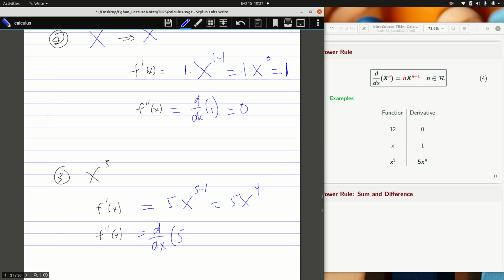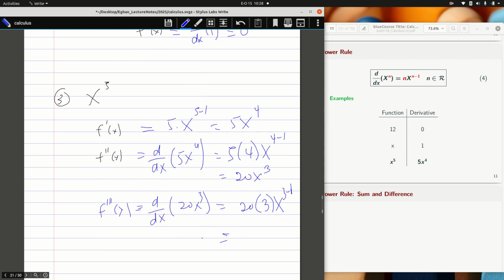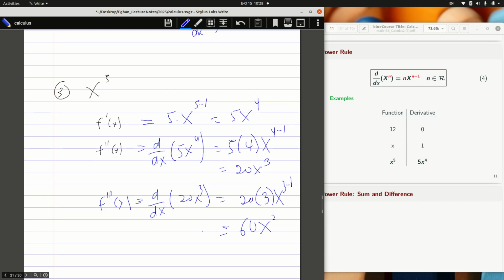Differentiating the second time gives me 5 times 4 x to the power 4 minus 1. And what do I get for that? 20x to the power 3. If I want to find the third derivative, it's as if I'm differentiating the resulting function, 20x cubed, and I'm going to get 20 out, 3 x to the power 3 minus 1 by the power rule, and 20 times 3 gives me 60x squared.